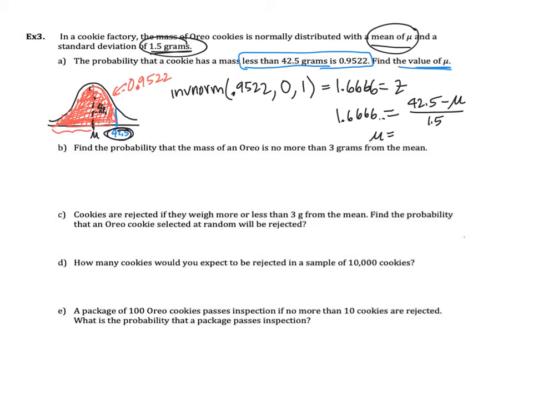And you should discover that the mean is 40 grams. So the average weight of an Oreo cookie is 40 grams.